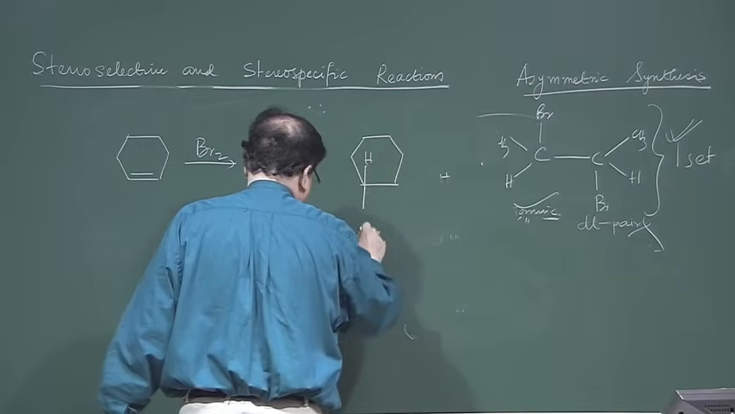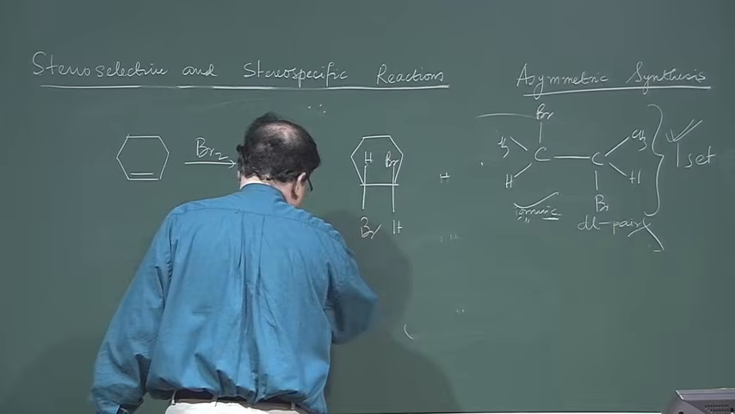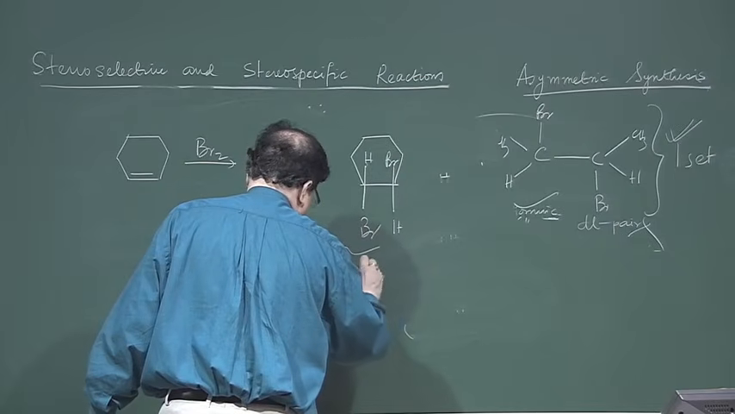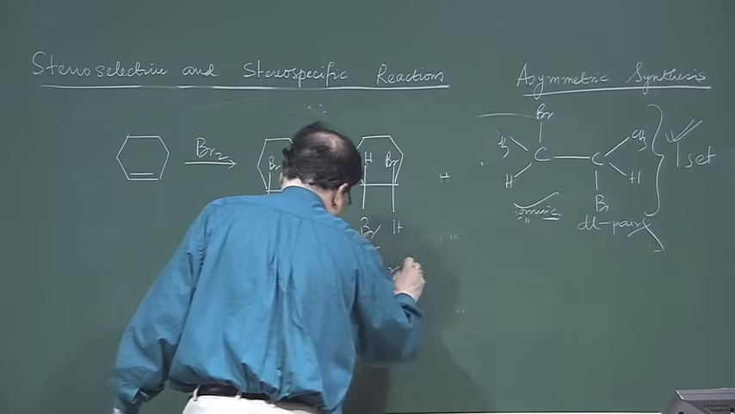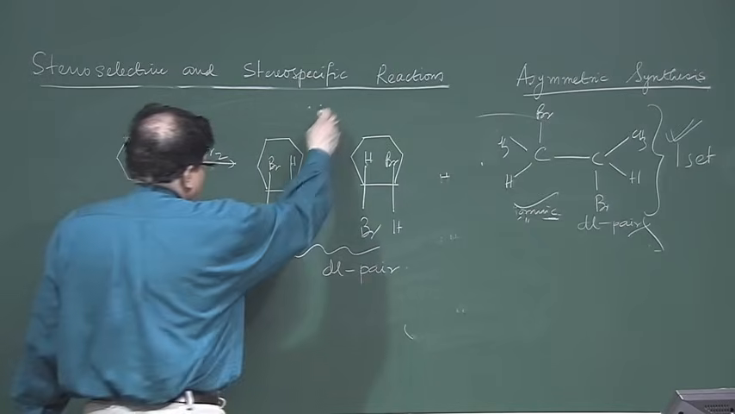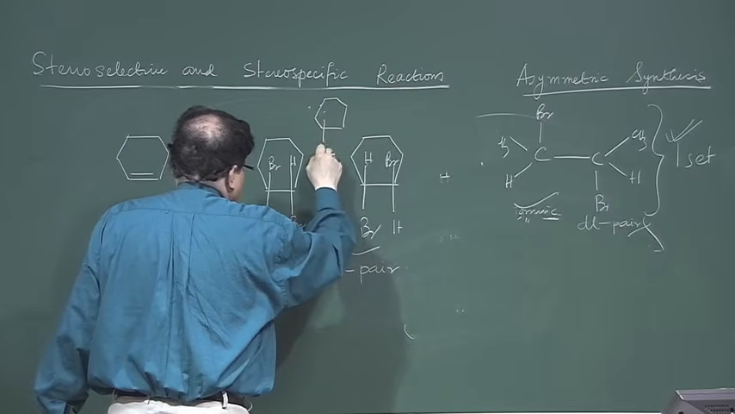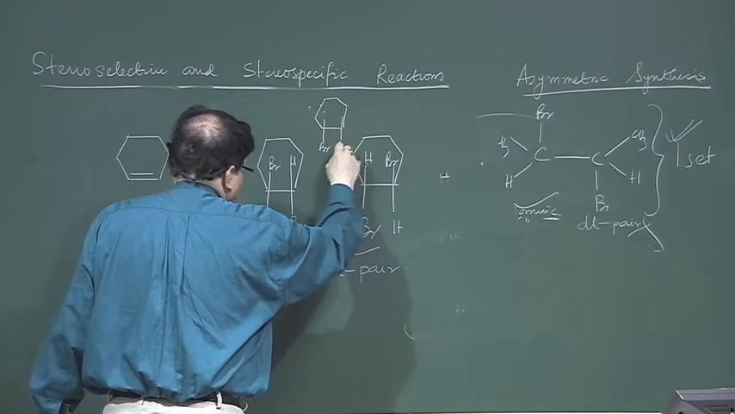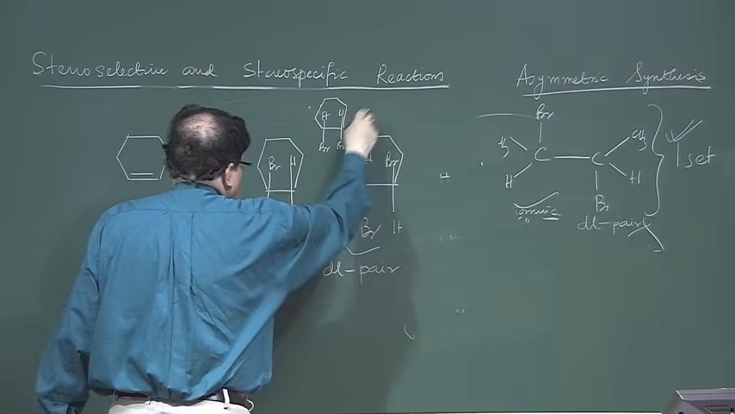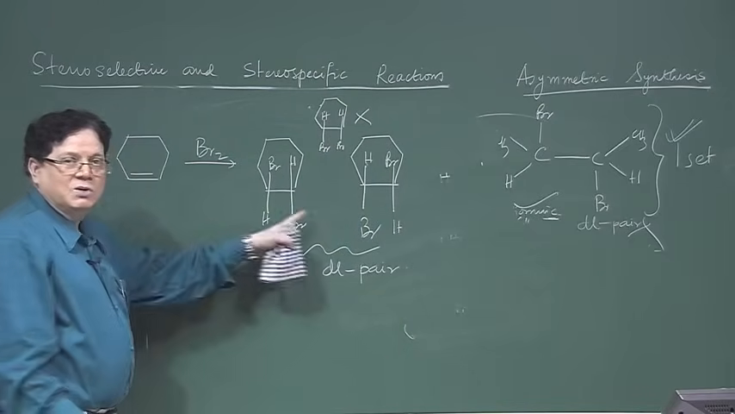So, hydrogen, bromine, bromine, hydrogen. So, this DL pair you will obtain. Okay. Now, what was the other possible product? The other possible product was the meso. But this is not obtained. So, this is not obtained, only one pair, the enantiomeric pair, is obtained. So, the reaction is stereoselective.